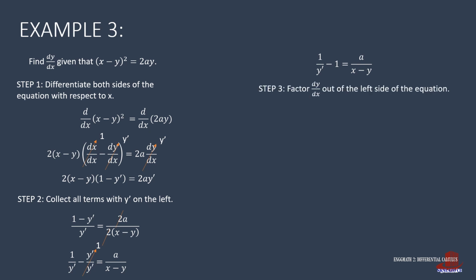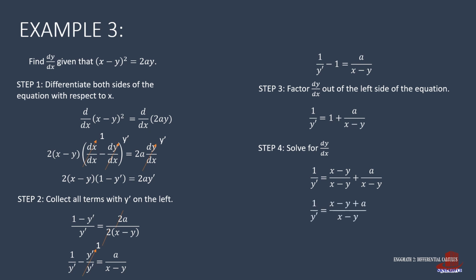Transpose 1 to the right for the third step of factoring out y prime to the left, then solve for y prime by taking the least common denominator of both terms on the right, and that is by making an equivalent fraction with 1. Then now, we have 1 all over y prime is equal to x minus y plus a all over x minus y. Since y prime is at the denominator, we flip parts to get y prime is equal to x minus y all upon the quantity of x minus y plus a.